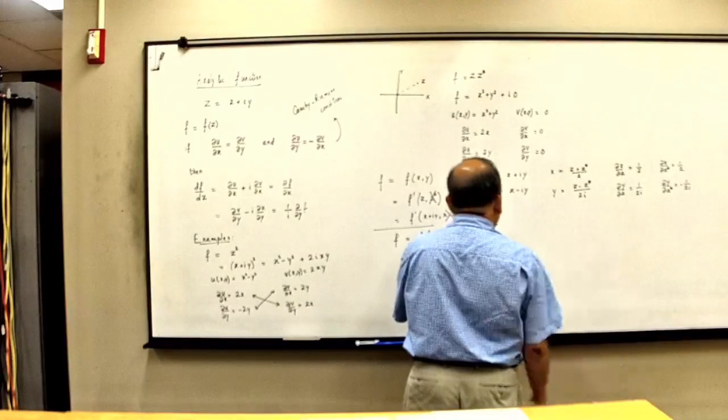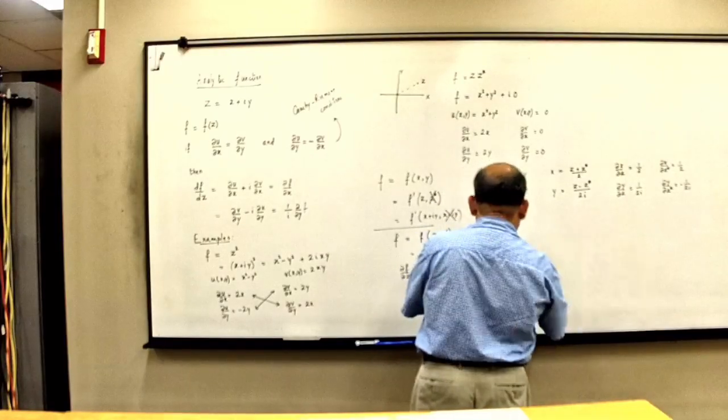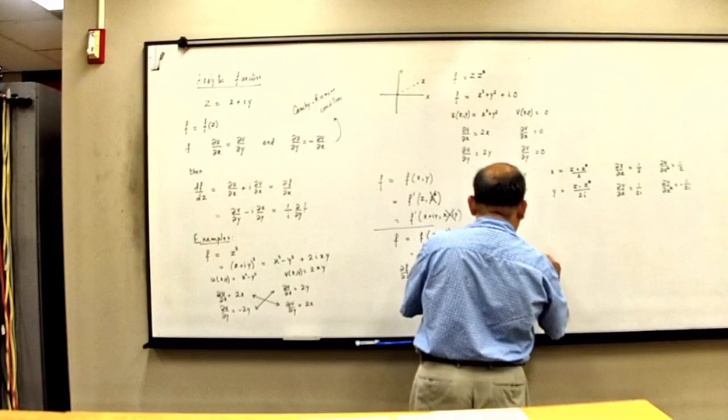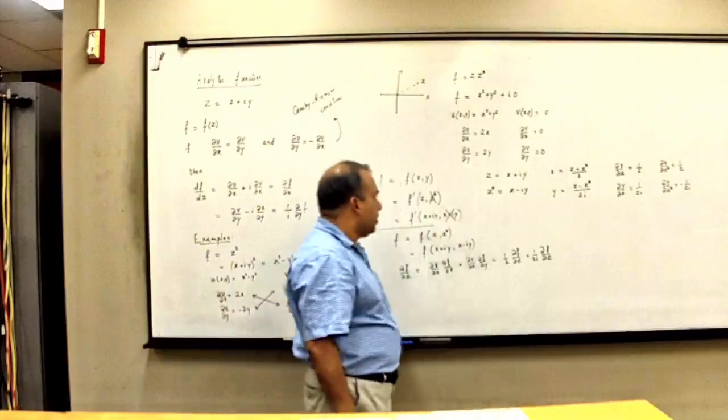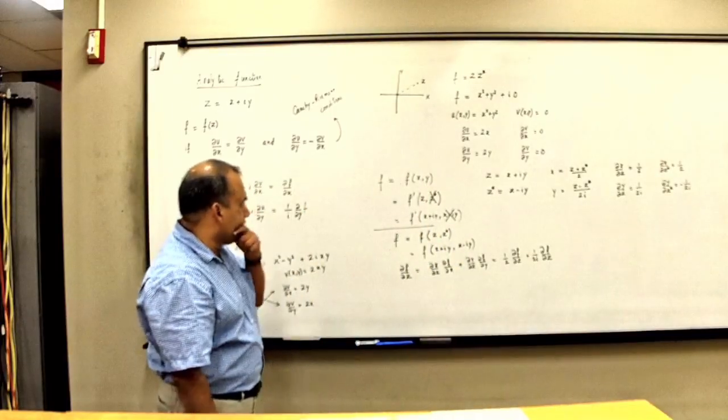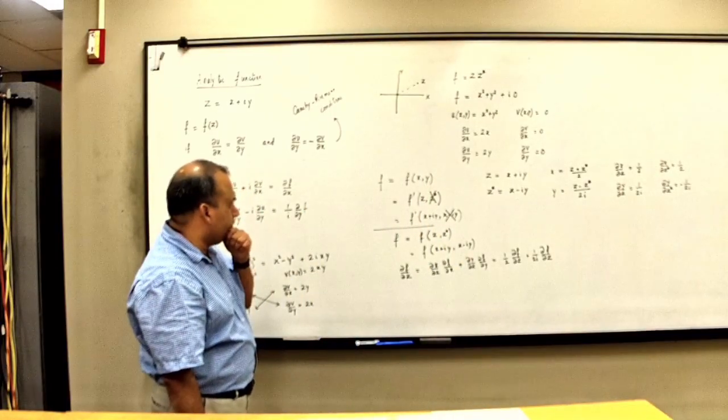dy by dz is here, so it's plus 1 over 2i times the partial derivative of f with respect to y, if you want.